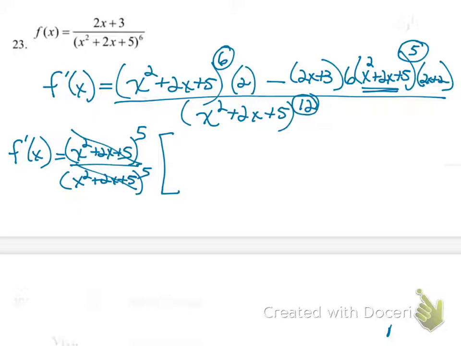So what I'm left with is 1 of the x squared plus 2x plus 5. That is multiplied by 2. And then minus, let's combine some things. So I have 6, and then I have a 2x plus 2. What if I factor out a 2 from there? Wouldn't that be a 12 then? So 12 times 2x plus 3. Now, because I divided this by 2, or factored out 2, rather, I'm going to get x plus 1.